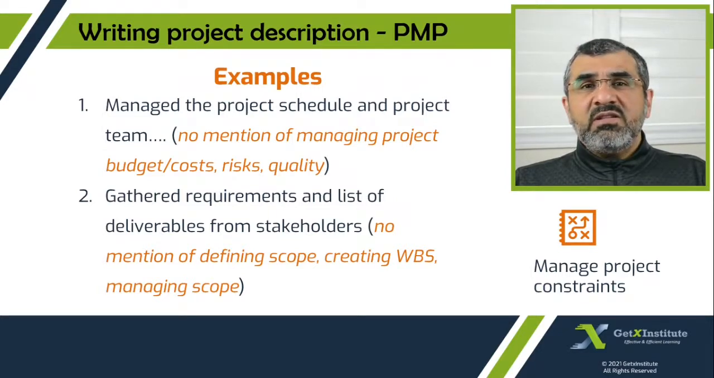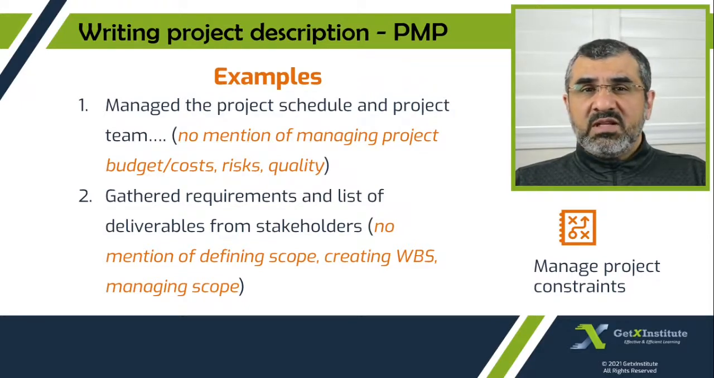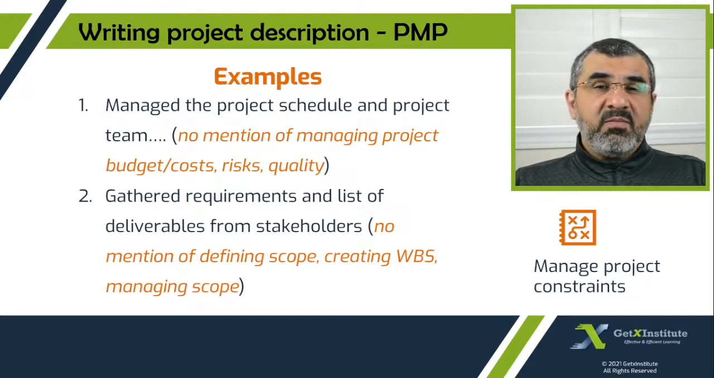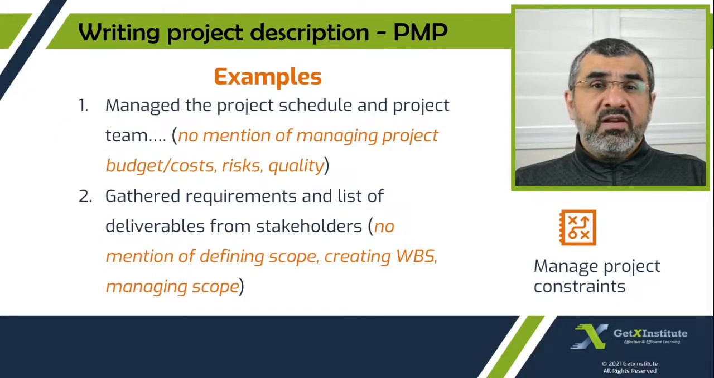I'm not asking you to list all 6 constraints, but after reading the full description of the project, it should be evident that you did manage all 6 constraints. The second example is from an application where the applicant mentioned gathering of requirements and list of deliverables from the stakeholders, but there was no mention of defining scope, creating work breakdown structure, and controlling scope. This one is clearly a red flag.